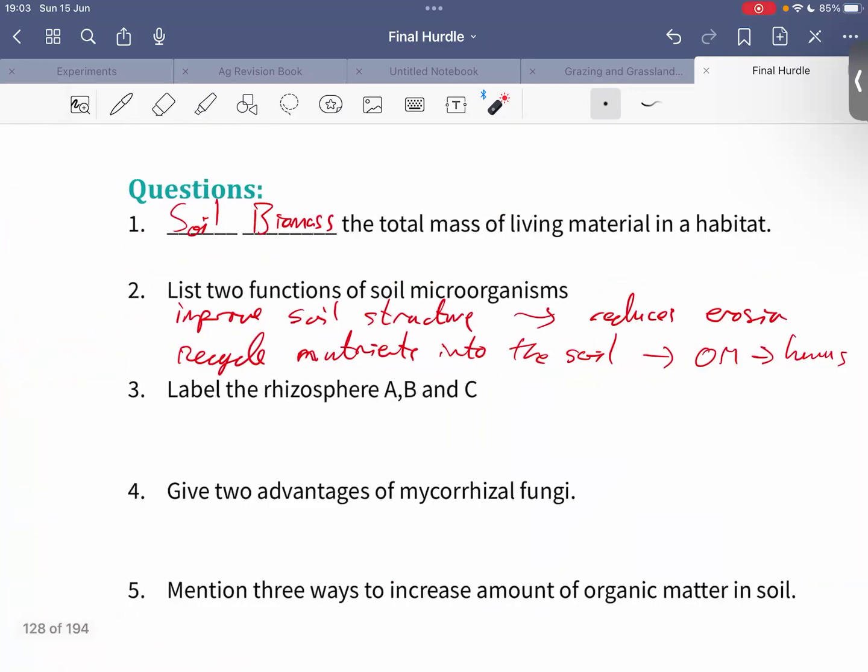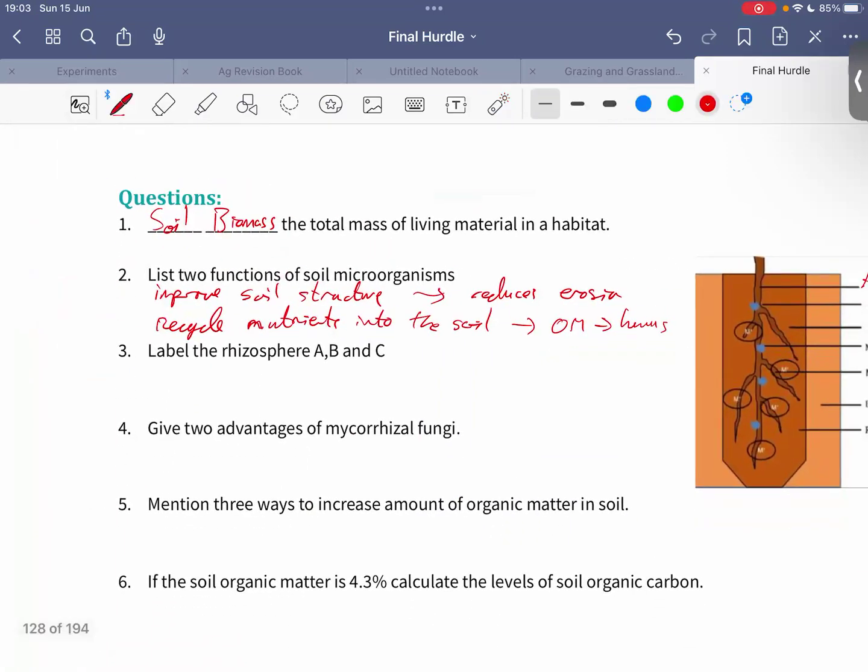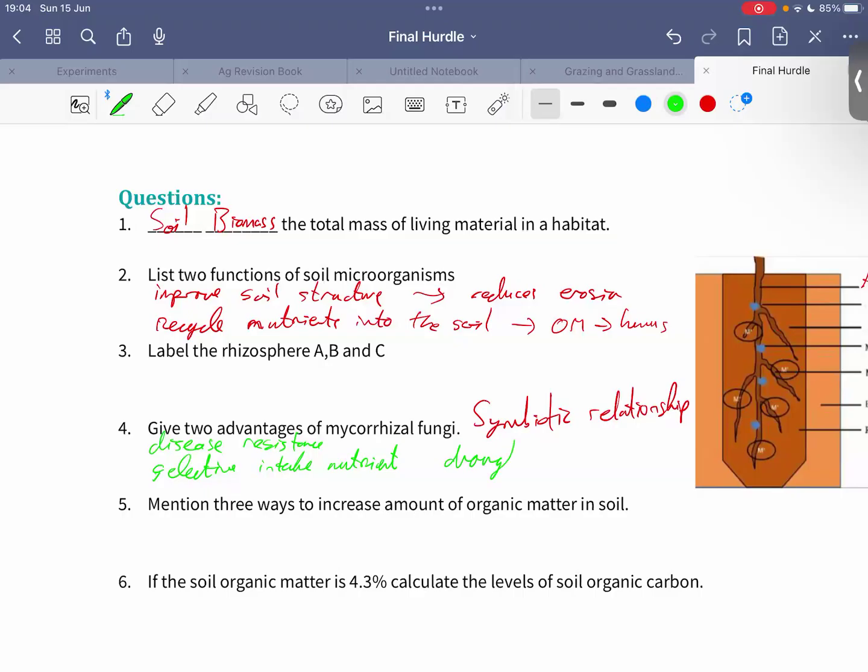Two advantages of our mycorrhizal fungi, as we've mentioned already. A beautiful relationship. The relationship you want. Symbiotic. What are the advantages of our mycorrhizal fungi? Disease resistant. Okay, super. Builds up disease resistance. Anything else? Selective intake of nutrients. Okay, allows good nutrients in and keeps the bad nutrients out. Selective intake of nutrients. So allow the nitrogen, phosphorus, potassium in, keep the lead out. Drought resistance. Lovely.